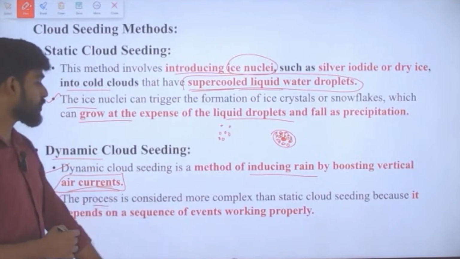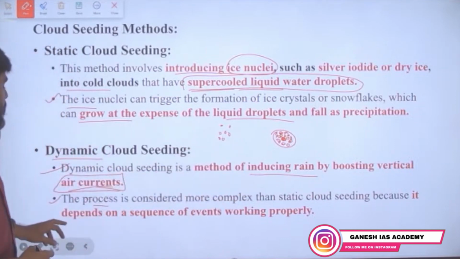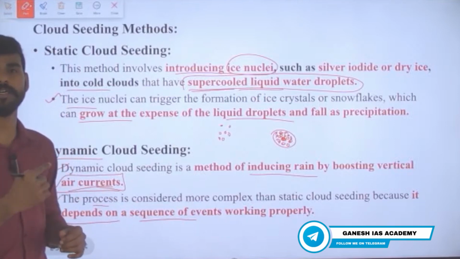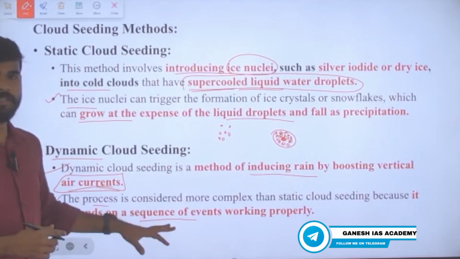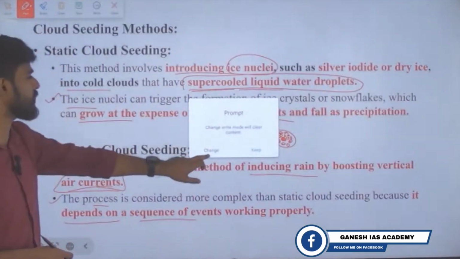This process is considered more complex than the static one, because it depends on a sequence of events which has to work in a proper manner. So this is more complicated than the previous one, that is, static cloud seeding.